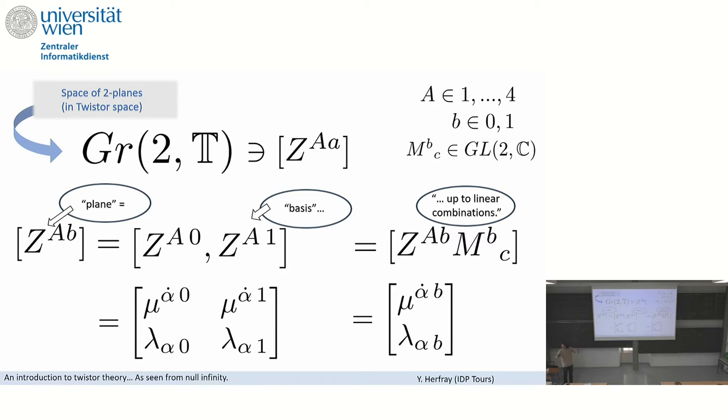T is really a vector space, C4, but you want to think of it as the space of planes inside C4. So if you want to think in terms of projective twistor space, this side is going to be the space of projective lines inside CP3. A point in CP3 is a line in twistor space. So what is a plane in twistor space? It's a line in CP3. A projective line. It's a fancy way of saying it.